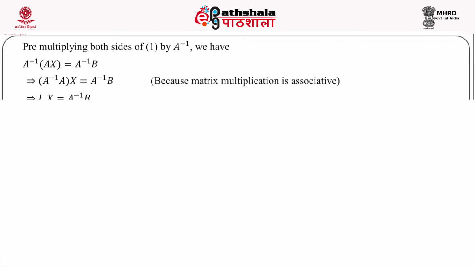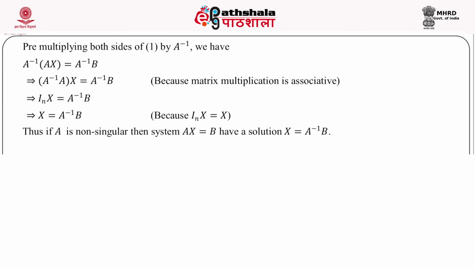Pre-multiplying both sides of 1 by A inverse, we have this result. So just simplifying this result, because we know that matrix multiplication is associative, we have x equal to A inverse into B matrix. Thus, if A is non-singular, then the system Ax equal to B has a solution which is given by x is equal to A inverse B.